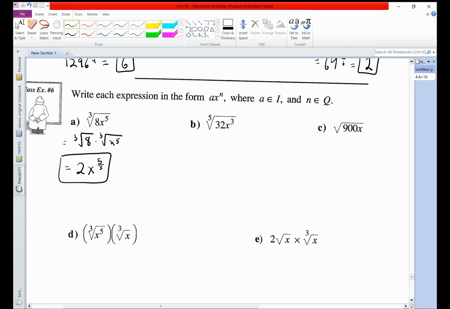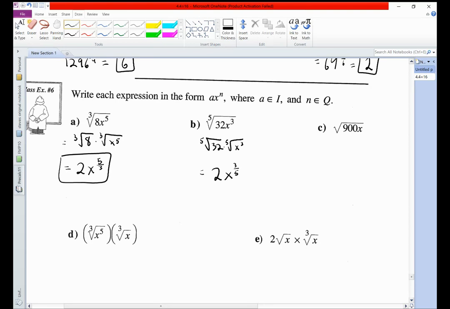Now we have the fifth root of 32x cubed, so you can do the same thing where you split that 32 and that x cubed. And then the fifth root of 32 is just 2, and then we can convert that x cubed into x to the power of 3 over 5.